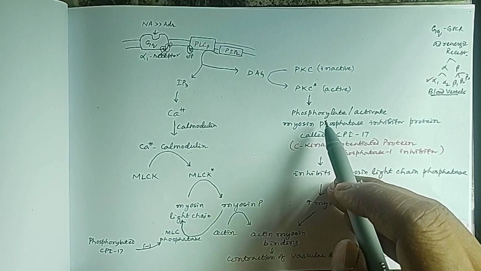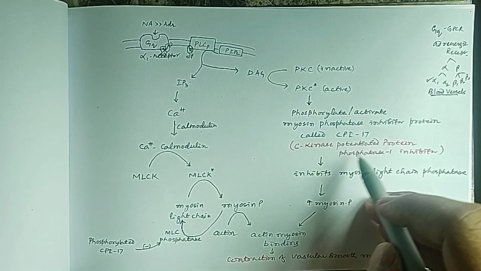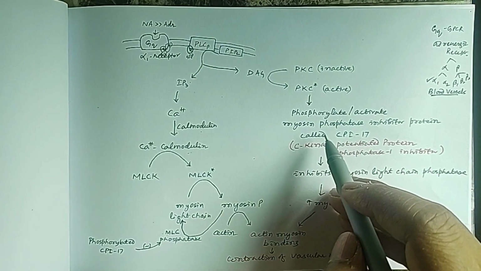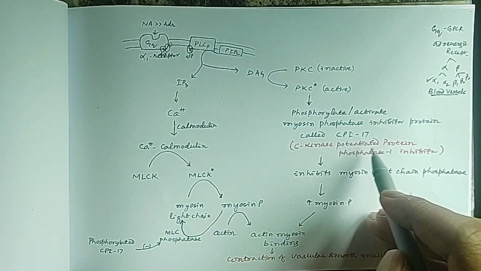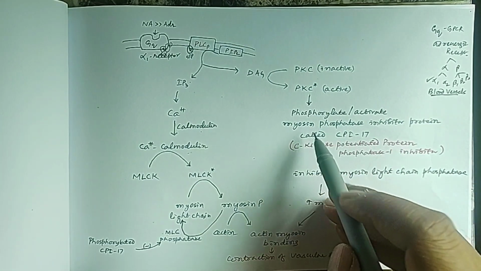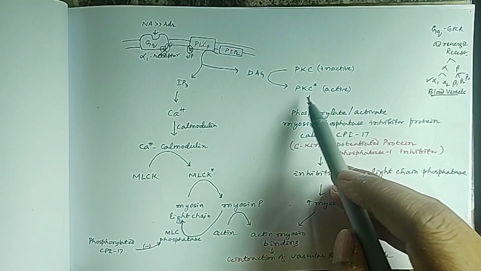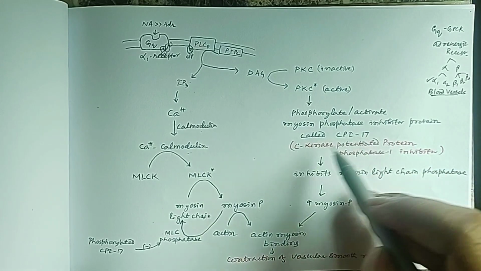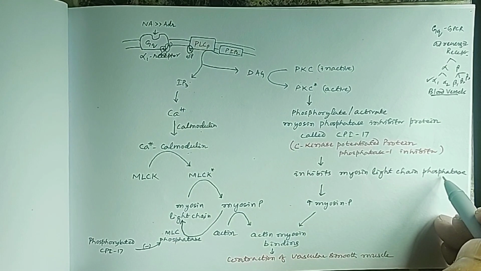Active protein kinase C will phosphorylate another protein called CPI17, and this CPI17 will inhibit the enzyme myosin light chain phosphatase. Why is it called CPI17? Because the full form is C kinase potentiated protein phosphatase 1 inhibitor. So it is a type of myosin phosphatase inhibitor protein, and protein kinase C phosphorylates and activates this protein. Now this active CPI17 will inhibit myosin light chain phosphatase.